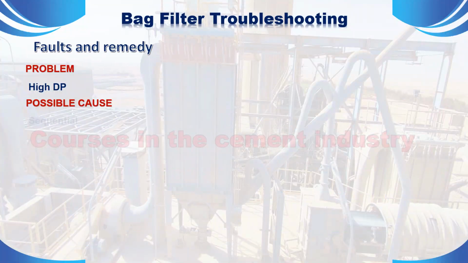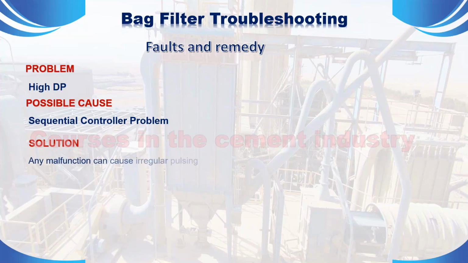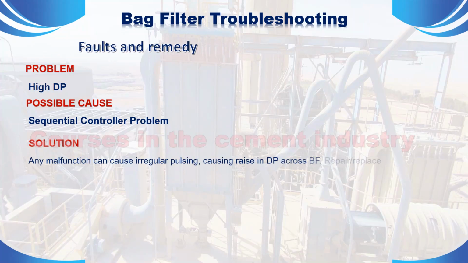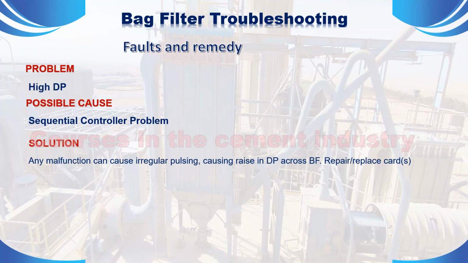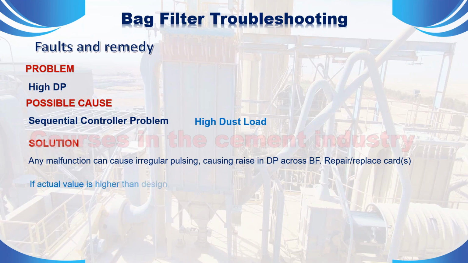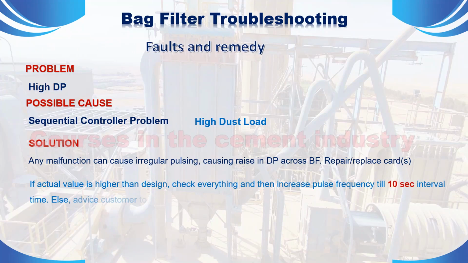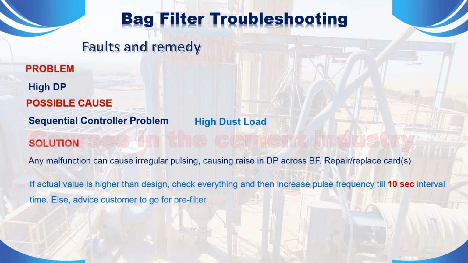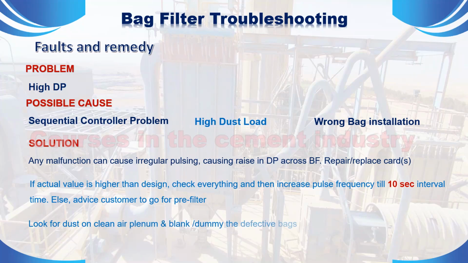15. Sequential controller problem. Solution: any malfunction can cause irregular pulsing, causing a rise in delta P across the bag filter. Repair or replace cards. 16. High dust load. If actual value is higher than design, check everything and then increase pulse frequency, down to a 10 second interval time. Else, advise the customer to go for a pre-filter. 17. Wrong bag installation. Look for dust on the clean air plenum, and blank or dummy the defective bags.